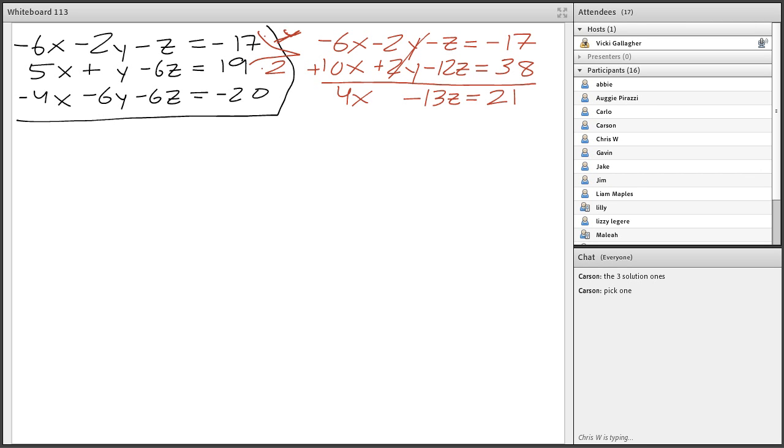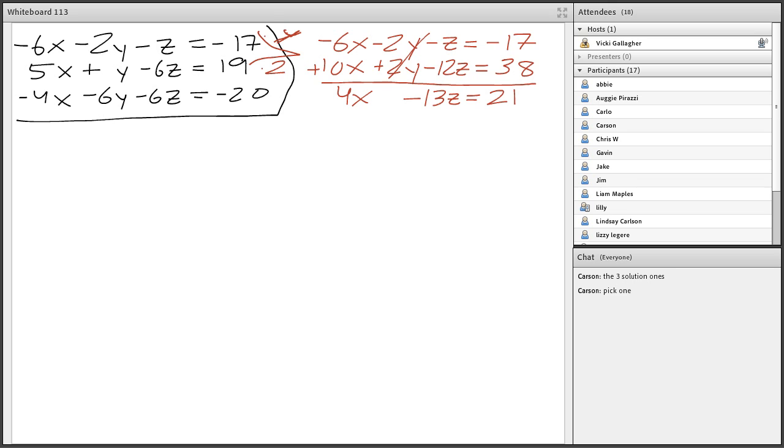All right, so that's what I got when I eliminated the letter Y. Next, I'm going to ignore what I just did for a minute, and I'm going to pick two different equations and eliminate the letter y again. So it has to be the same letter twice in a row. I can use the first and third, or I can use the second and third. It doesn't matter which one, as long as you don't do the first and second one again.